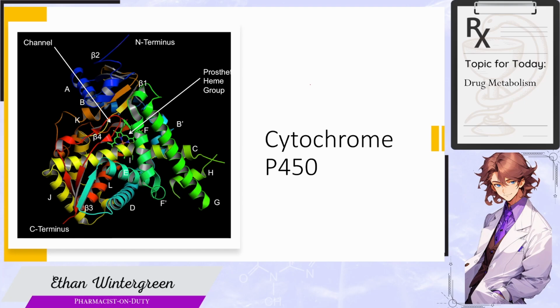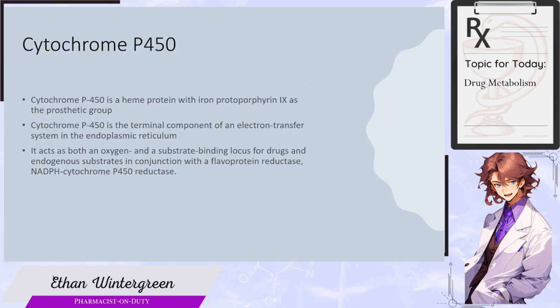So let's talk about cytochrome P450. This is one of the most important things in drug metabolism. So cytochrome P450 is a protein with an iron protoporphyrin 9 as the prosthetic group. Cytochrome P450 is the terminal component of an electron transfer chain, which I will show in the next slide, and it acts both as an oxygen and substrate binding locus for drugs and endogenous substrates in conjunction with the flavoprotein reductase, NADPH cytochrome P450 reductase.